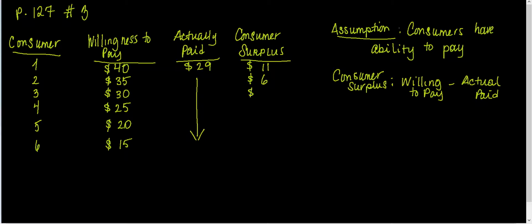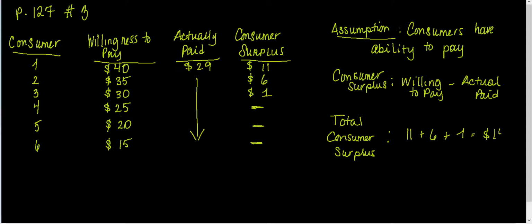Now, once we get to consumer 4, you should notice that we're not going to make a sale here, because the max that consumer 4 is willing to spend is $25 and the price is $29. So consumer 4 is not even going to buy. Neither is consumer 5, nor consumer 6. So to get the total consumer surplus, we sum all of the individual surpluses. We have $11 plus 6 plus 1, which gives us a total consumer surplus of $18.